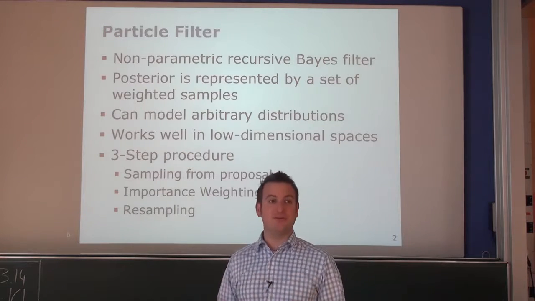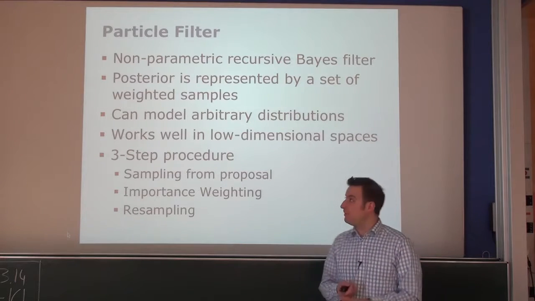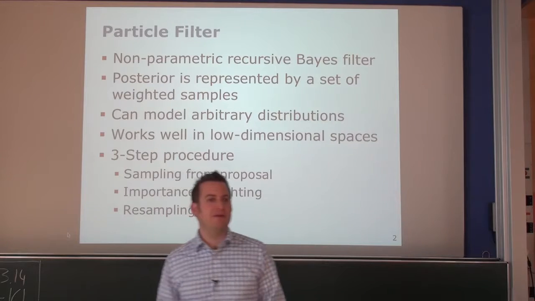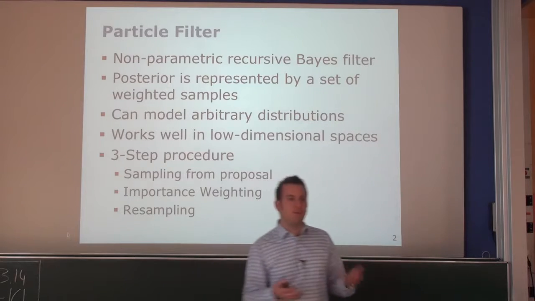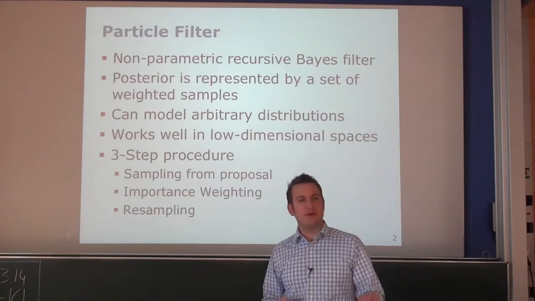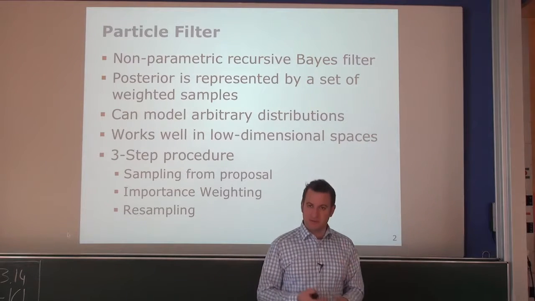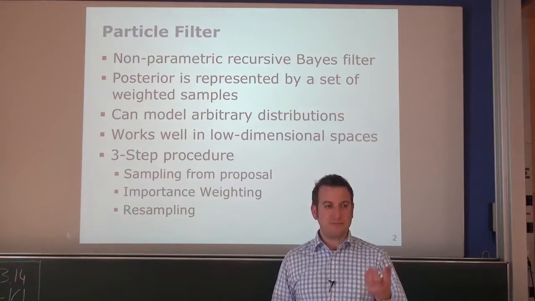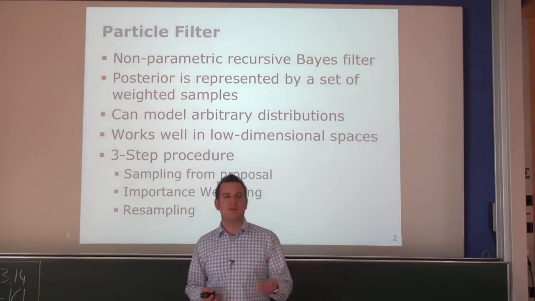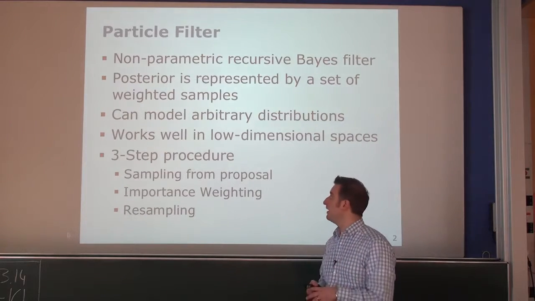So just as a two-slide repetition of the particle filter, what we discussed last week. The particle filter is a non-parametric estimation technique. That means I don't have a parametric form, like a Gaussian distribution, for example, which I use to represent my probability distribution. But I use samples, or weighted samples, and the number of samples that fall into a region of the state space is proportional to the probability of that area. That's the key idea behind that.